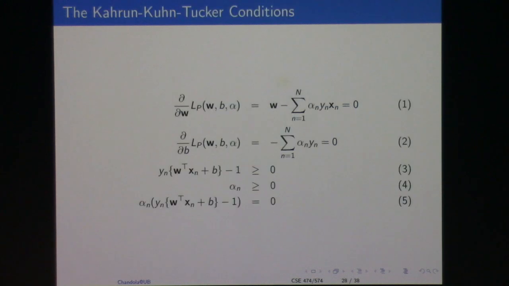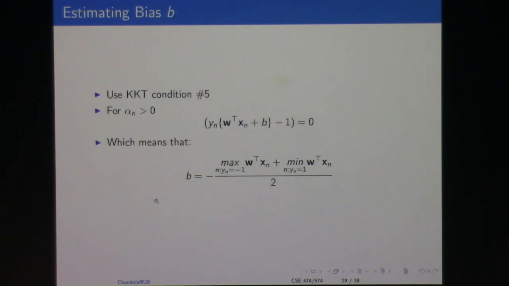Oh, sorry, let's go back. Let's look at this one. So what this says is that for every n, alpha n times the corresponding constraint should be 0. This is a key condition, right? And that helps us, because if alpha n is greater than 0, right? So 2 things can happen. So let's go back here.